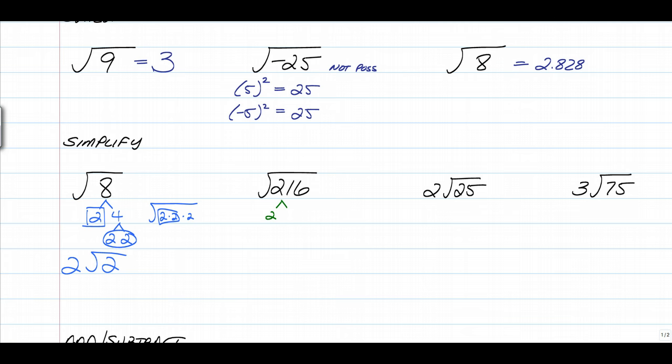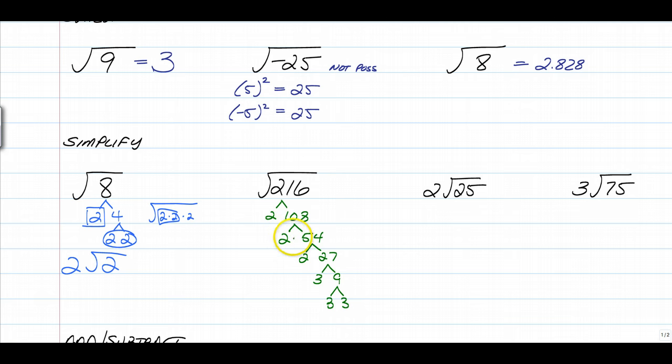So if you followed my advice, you divided by 2 and you got 108. And then you would divide by 2 again, leaving you with 54. And if you divided that by 2 again, you would be left with 27. And now you can't divide by 2 anymore. So you skip up to 3, and 27 divided by 3 is 9. And you should have finished with 3 3s and 3 2s at the bottom.